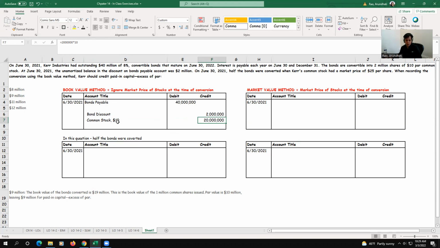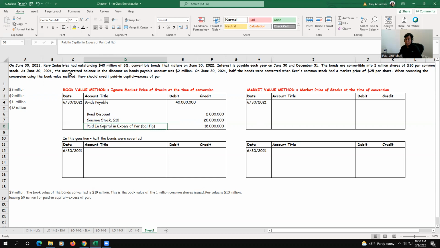Now what I need to do is make sure my debits and credits add up. So I have $40 million over here, I have 2 and 20. Obviously, I'm short over here, and I'm short by 18. This number is how much I'm going to credit paid-in capital in excess of par. So I'm crediting $18 million. I'm ignoring the market value of the shares.